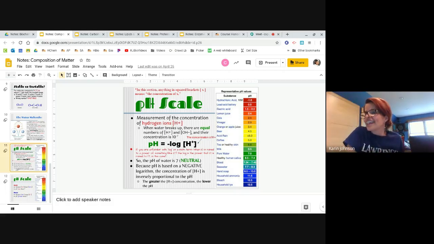I would not have made the picture that way. That was dumb. And then number 7, water is neutral because it has a pH of 7. So pure water, if you look, it's in the green on this diagram, and it has a pH of 7.